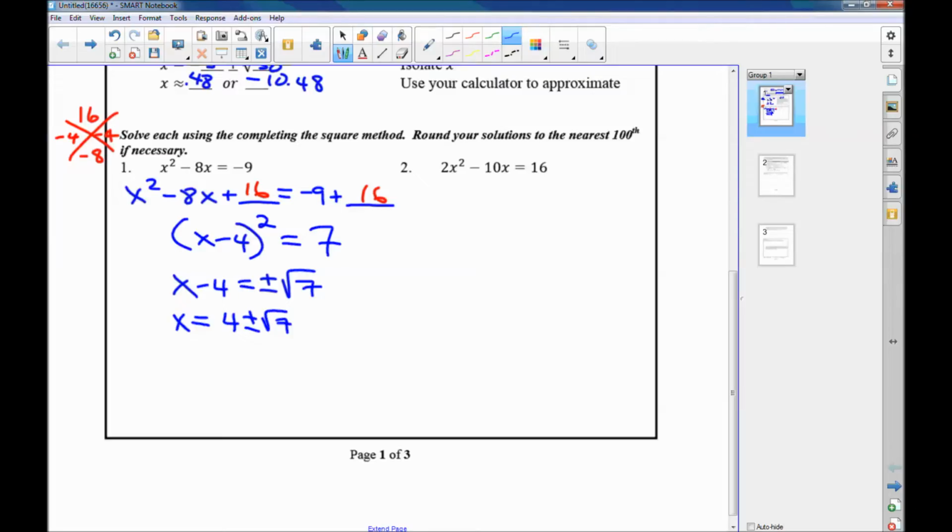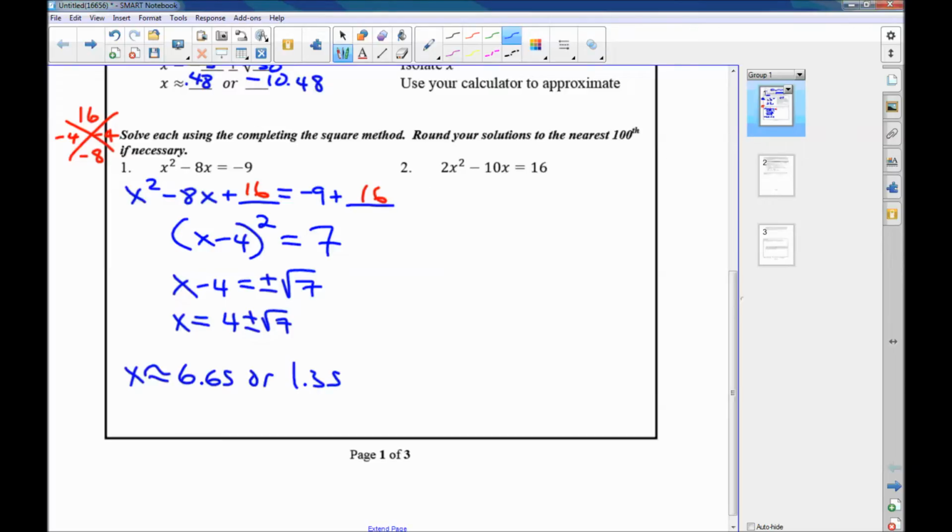And once again, we pull out our calculator to type in our two answers because we're asked to round to the nearest hundredth. So one of our answers is going to be 4 plus root 7, which is 6.65. And our other answer will be 4 minus root 7, which is 1.35.